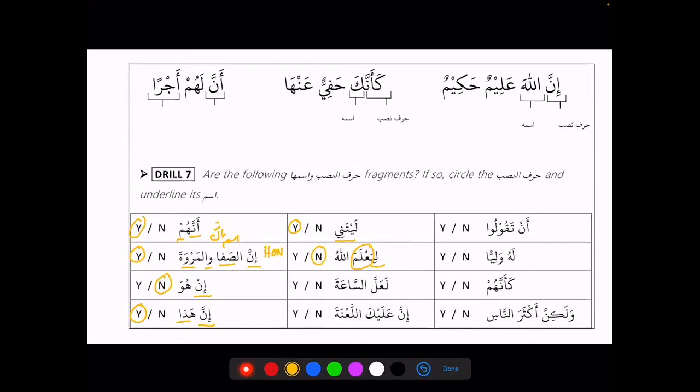La'alla sa'ata. Yes, okay. Label it. La'alla is the harfu nasab and as-sa'atu is its ism. You can say ism la'alla, or you can say ismuhu, or you can say ismuha. Okay, all that is fine.